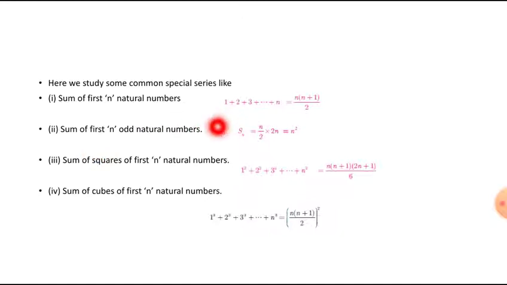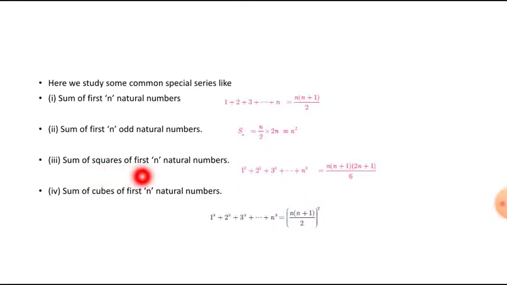For the sum of the first n odd natural numbers, this is only for the odd numbers, we will be getting n square. So the formula for the sum of the first n odd natural numbers is equal to n square.